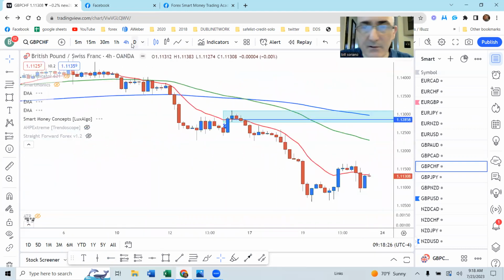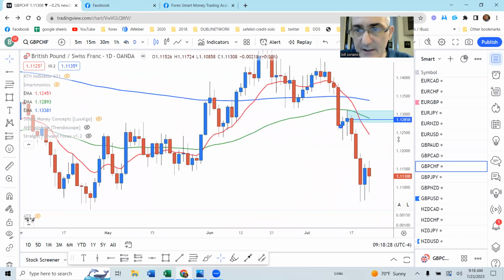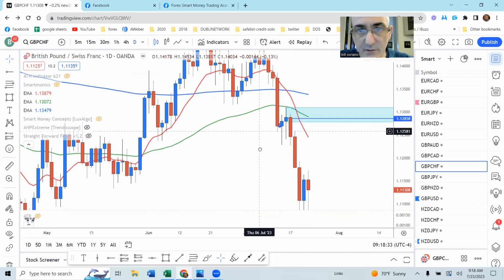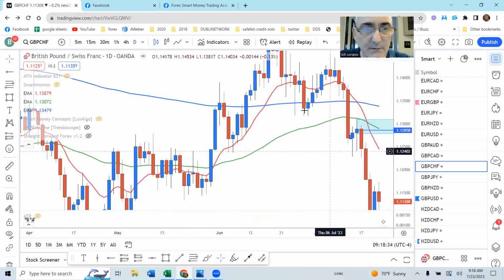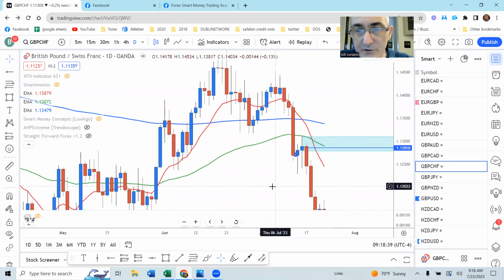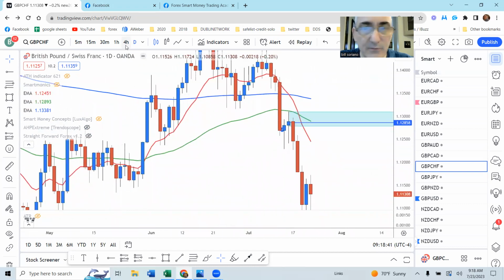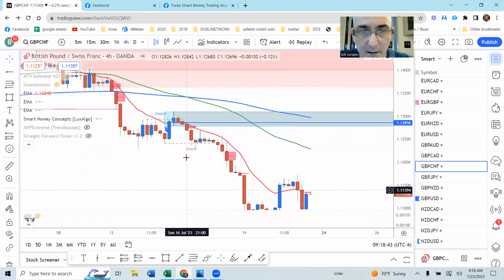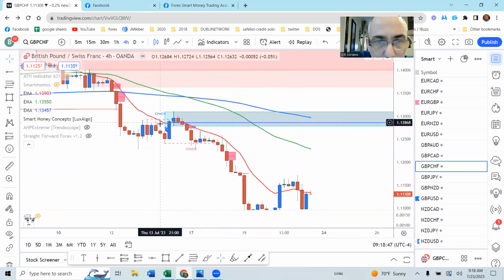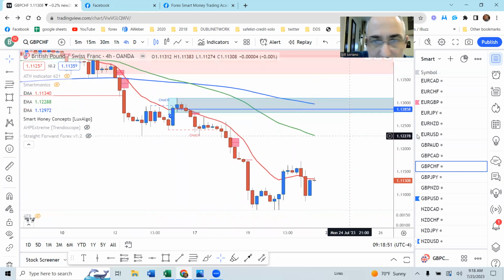GBP-CHF is our next pair. On the daily chart, we're going to see that the order flow is now bearish, right? So we had bullish order flow, but now we definitely have bearish order flow. So let's see on the 4-hour. We have this area up here marked up. And so we're going to stay with that.